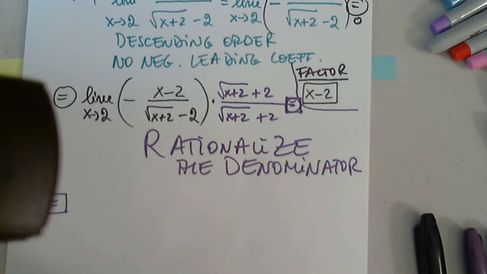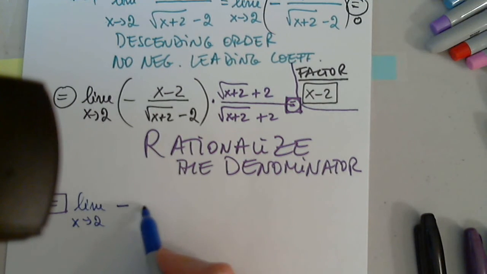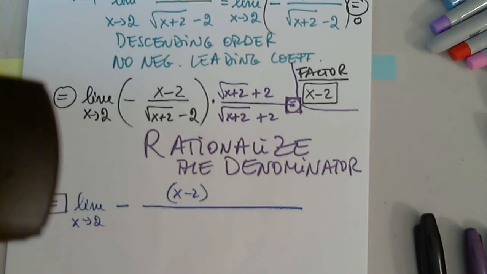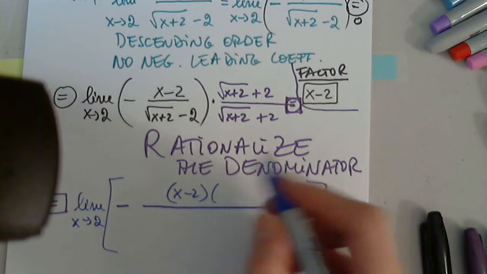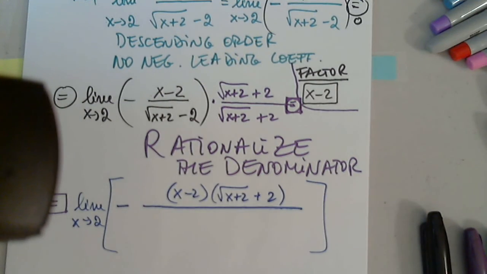Okay, good. So then we have the limit as x approaches 2. The minus stays. The numerator has an x minus 2, and also the numerator has x plus 2, the square root of x plus 2 in parentheses. Can anyone give us the denominator? x plus 2. Plus 2.